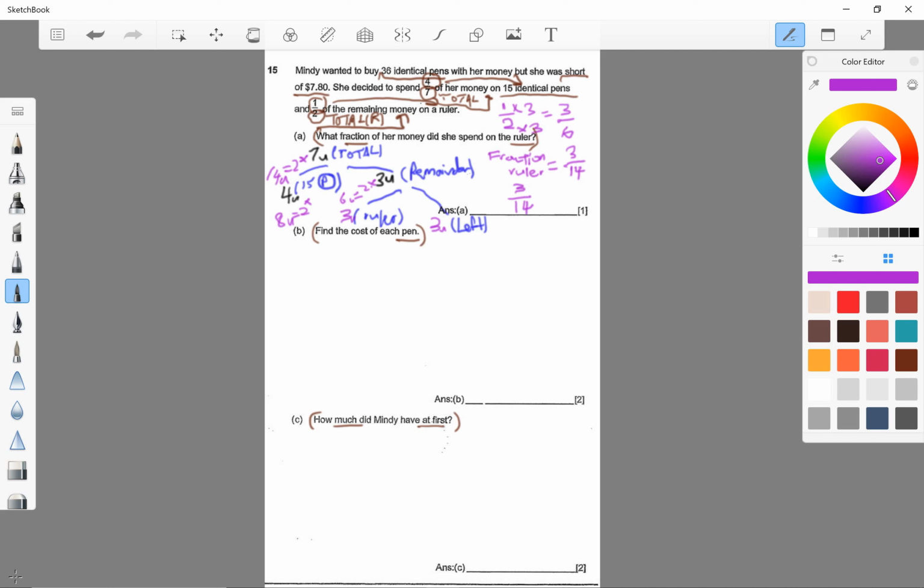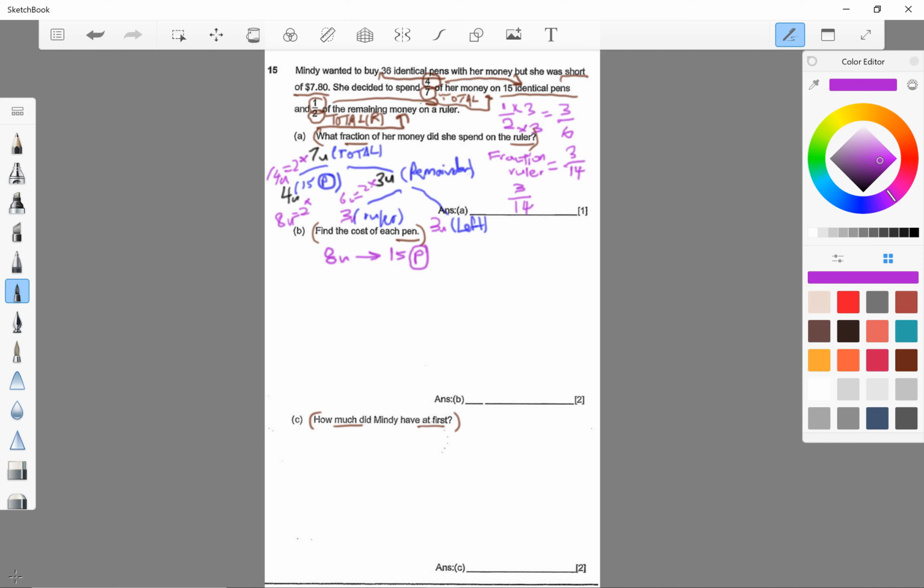And they're asking us to find the cost of each pen. Having multiplied this 4 units by 2 to give us 8 units, we say that this 8 units was spent on 15 pens. So 8 units, as per how we see it, was spent on 15 pens.